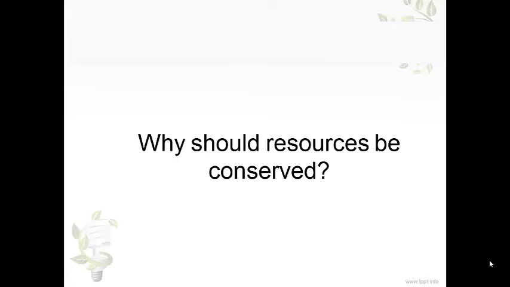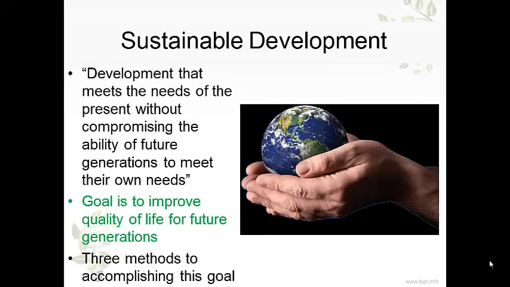Let's talk about why resources should be conserved. The reason is sustainable development. Let me read you this quote: development that meets the needs of the present without compromising the ability of future generations to meet their own needs. That's what sustainable development is. Basically, it's a goal to improve the quality of life for future generations, and there are three methods to accomplish this goal.